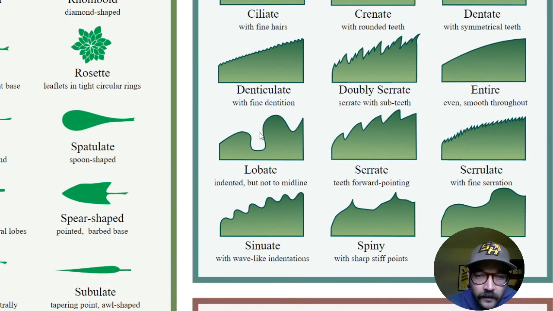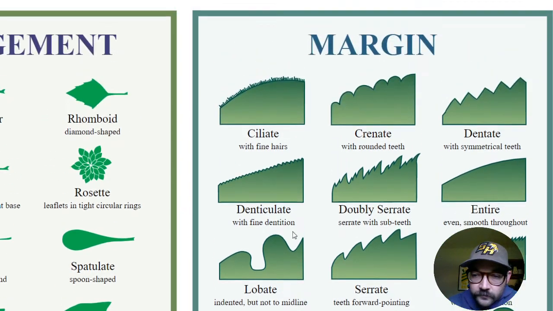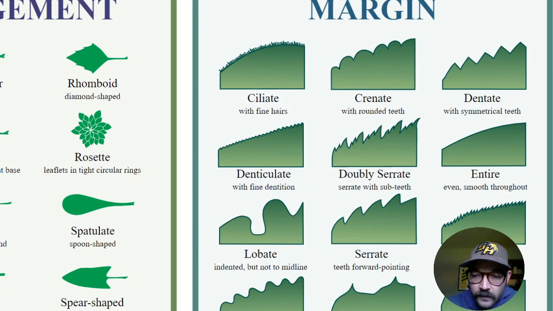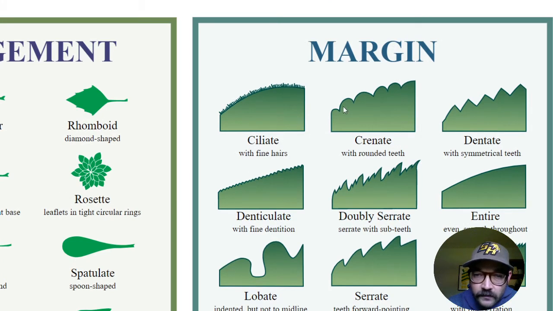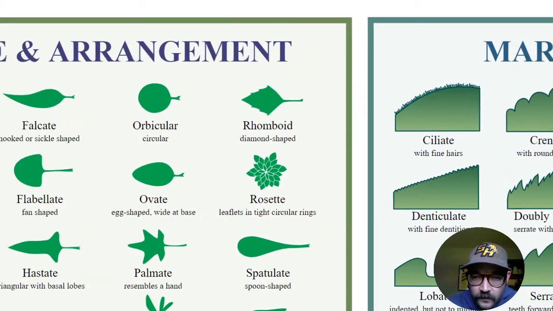And then you have lobate, kind of sweeping, looping curves. Sinuate, little waves. Spiny, little spines. Undulate, large, undulating waves. Serrulate, fine serration. Crenate is kind of wavy, more like blobby, like a cartoon cloud. Ciliate, hairs, and that's all the ones that are on here. There's others, but those are the most common.